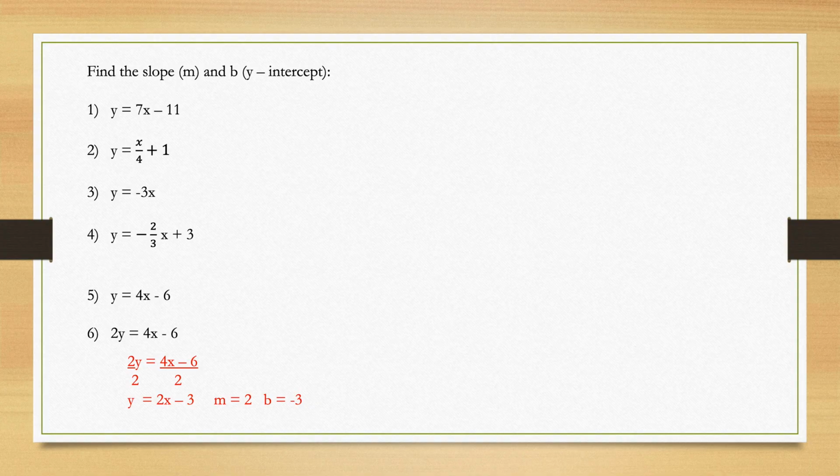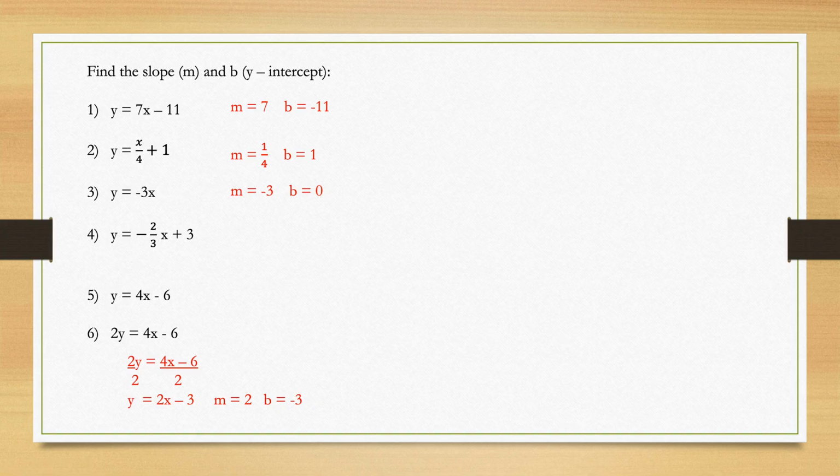Okay, so on number 1, the slope is 7, the y-intercept is -11, because 7's in front of the x, -11's at the end. Next, for number 2, slope is 1/4. Remember, there's really a 1 in front of the x, so the fraction is 1/4 here. The y-intercept is 1. Next, there's nothing at the end. What number represents nothing? 0. So the slope is -3, the y-intercept is 0. I would begin at 0 and move down 3 over 1.